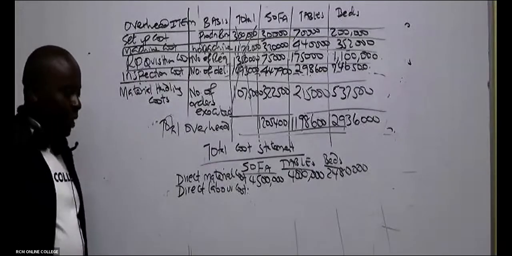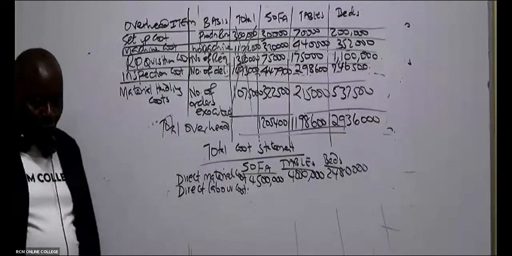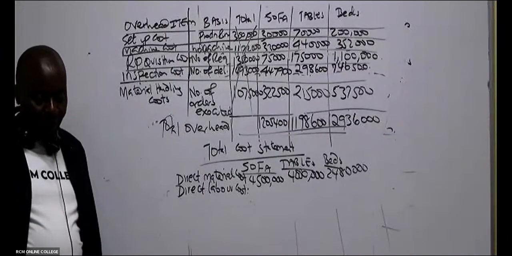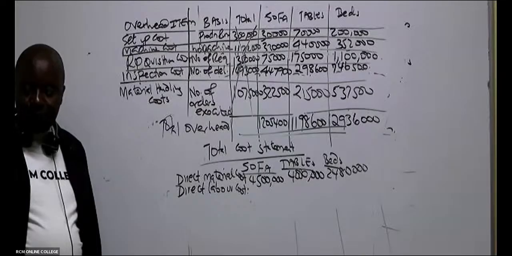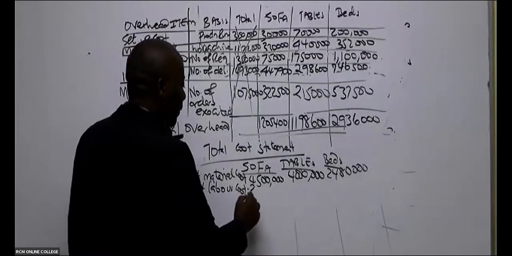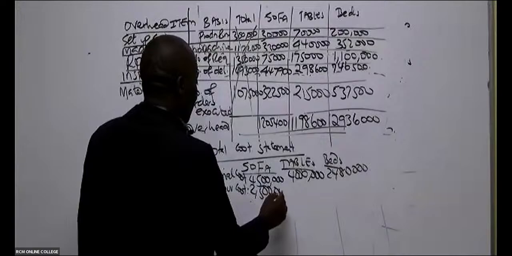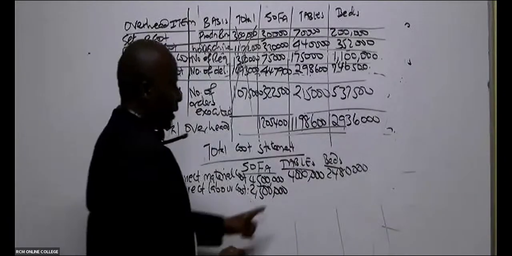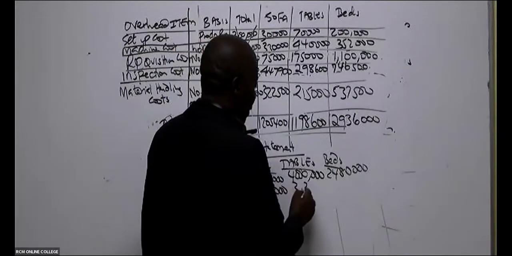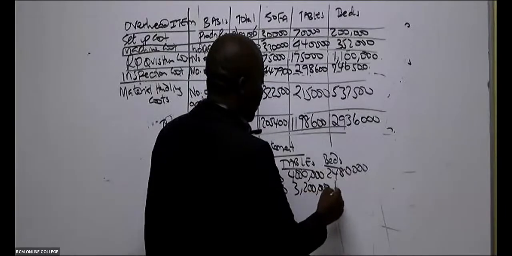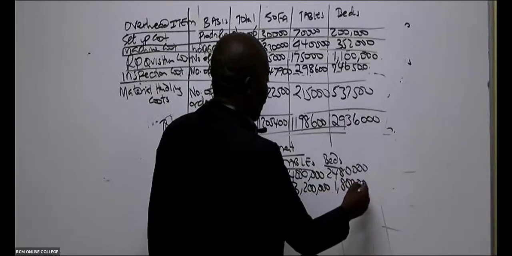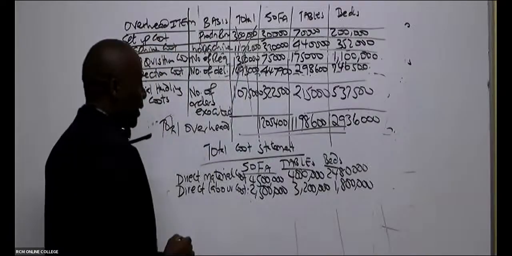So we start with direct labor cost for sofa. 2.5 million. Yes, 3.2 million. Yes, 1.8 million. Thank you so much. Now from there, is that everything?